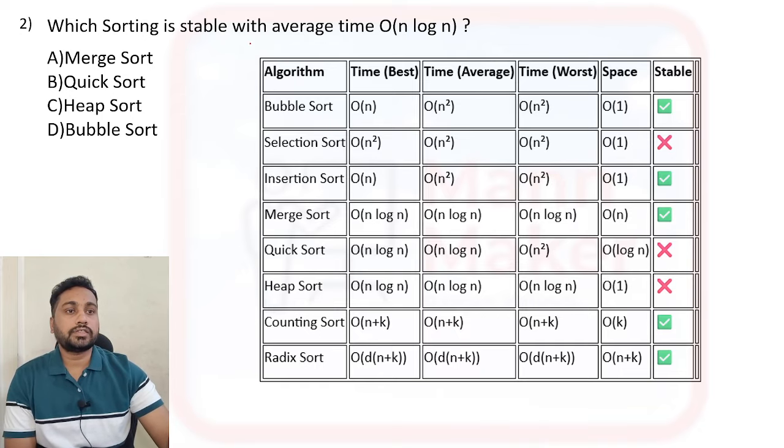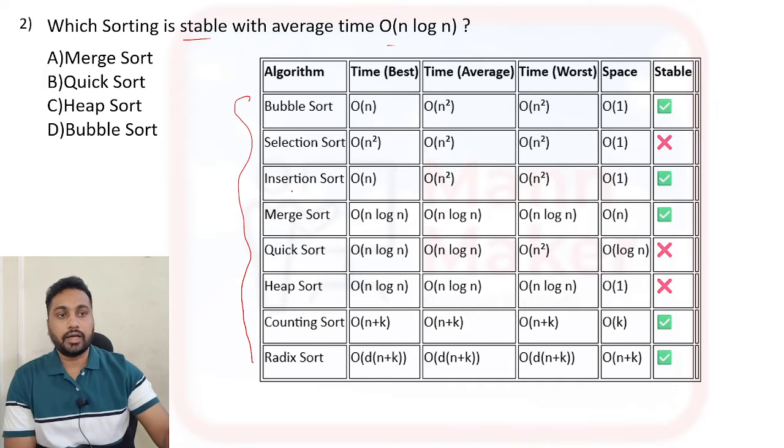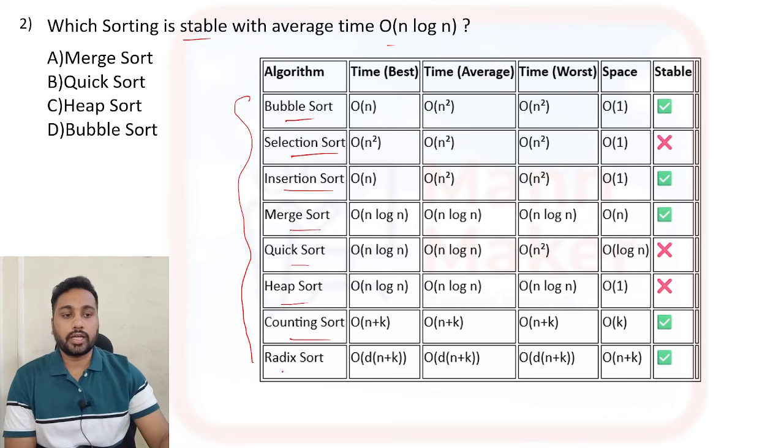Which sorting is stable with average time O(n log n)? If we talk about stable sorting, the algorithms are: bubble sort, selection sort, insertion sort, merge sort, quick sort, heap sort, counting sort, and radix sort.